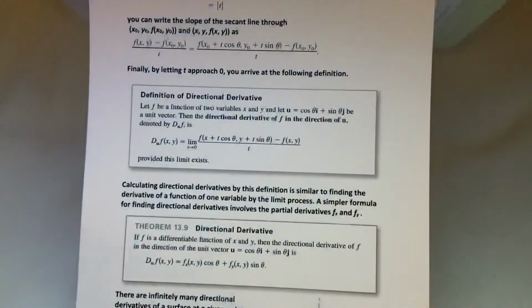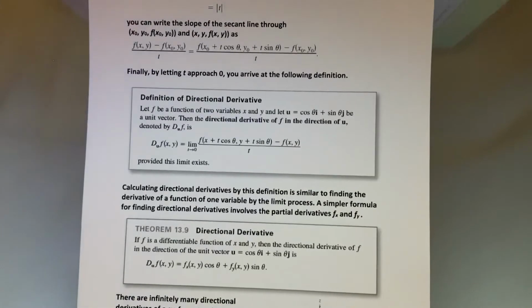derivative. So the definition of the directional derivative: f is a function of two variables, x and y, and you let u equal cosine theta i plus sine theta j be a unit vector, and the directional derivative of f in the direction of u, denoted by D_u f, is D_u f of x, y, the limit as t goes to 0 of f of x plus t cosine theta, y plus t sine theta, minus f of x, y, all over t.